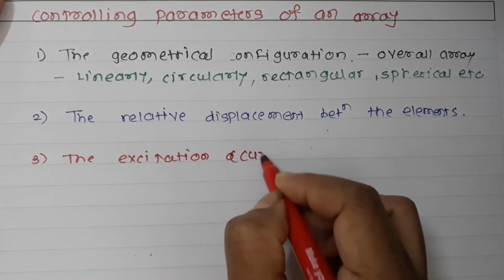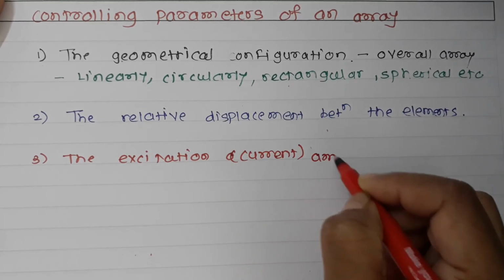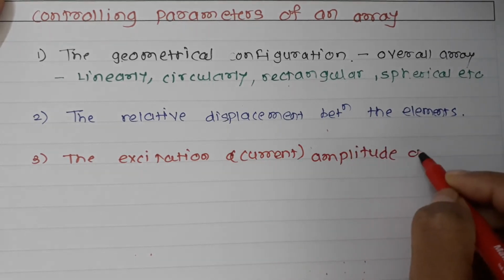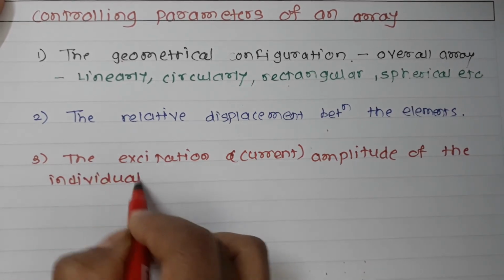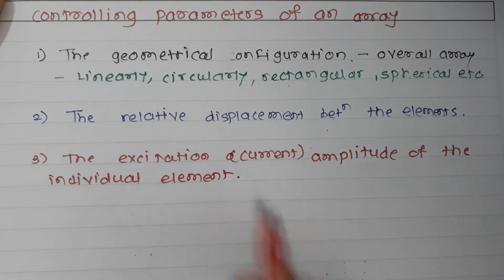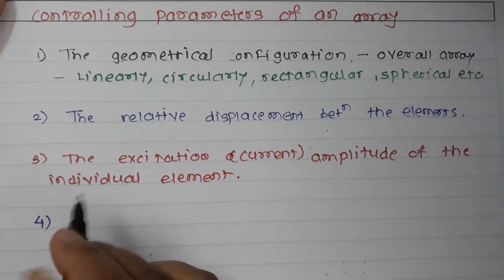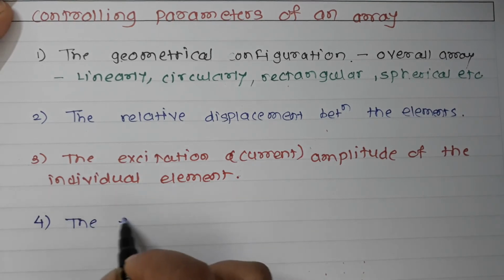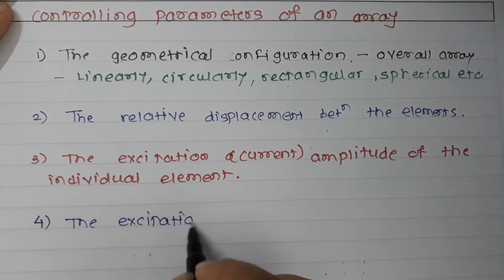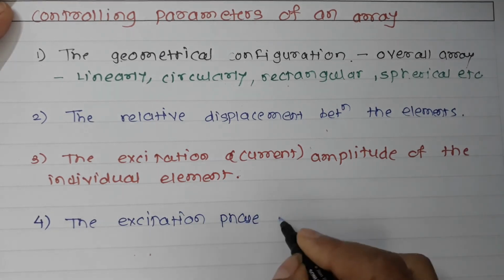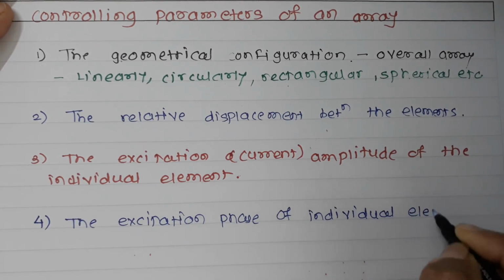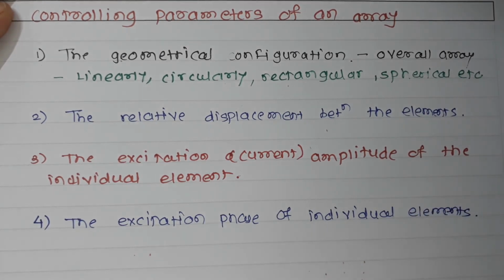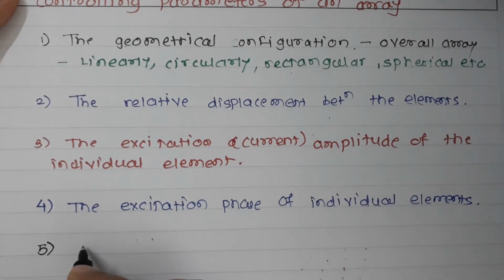You can say current amplitude, because the input given is current, amplitude of the individual element. The fourth controlling parameter here is nothing but the excitation phase of individual elements. And the last controlling parameter here is nothing but the relative radiation pattern.